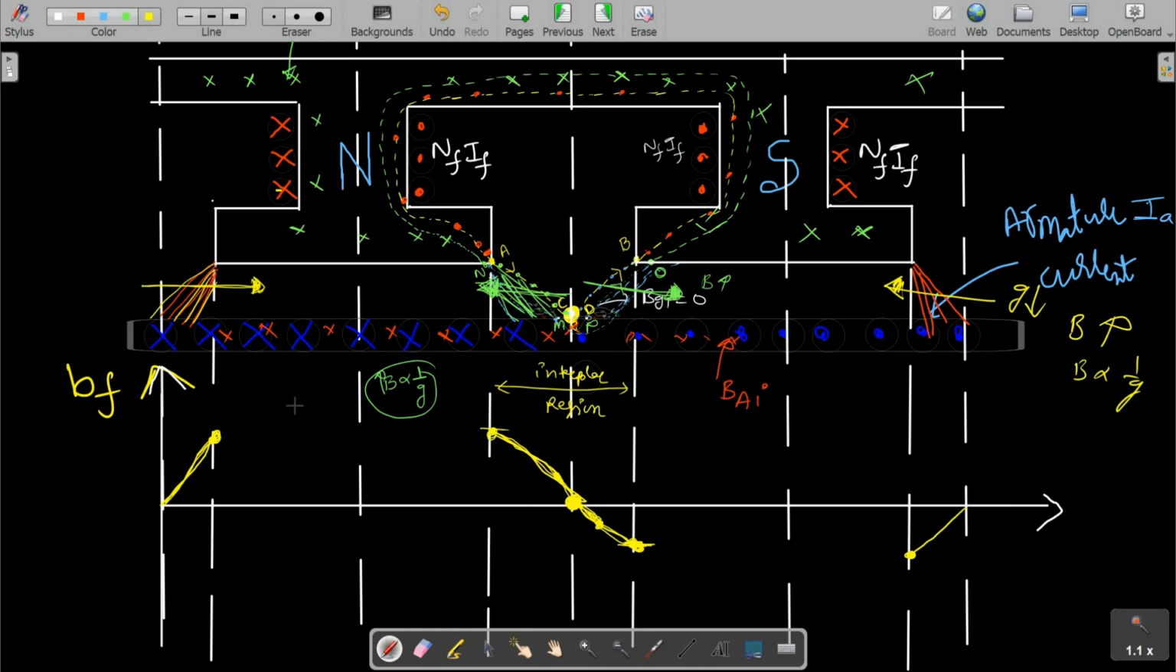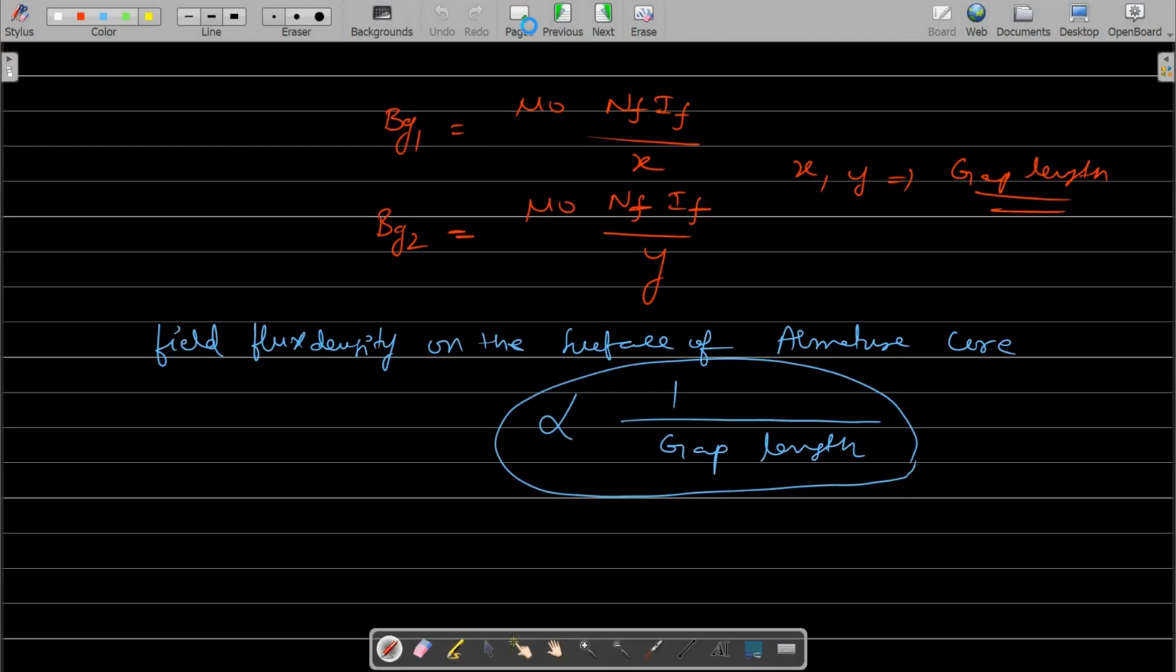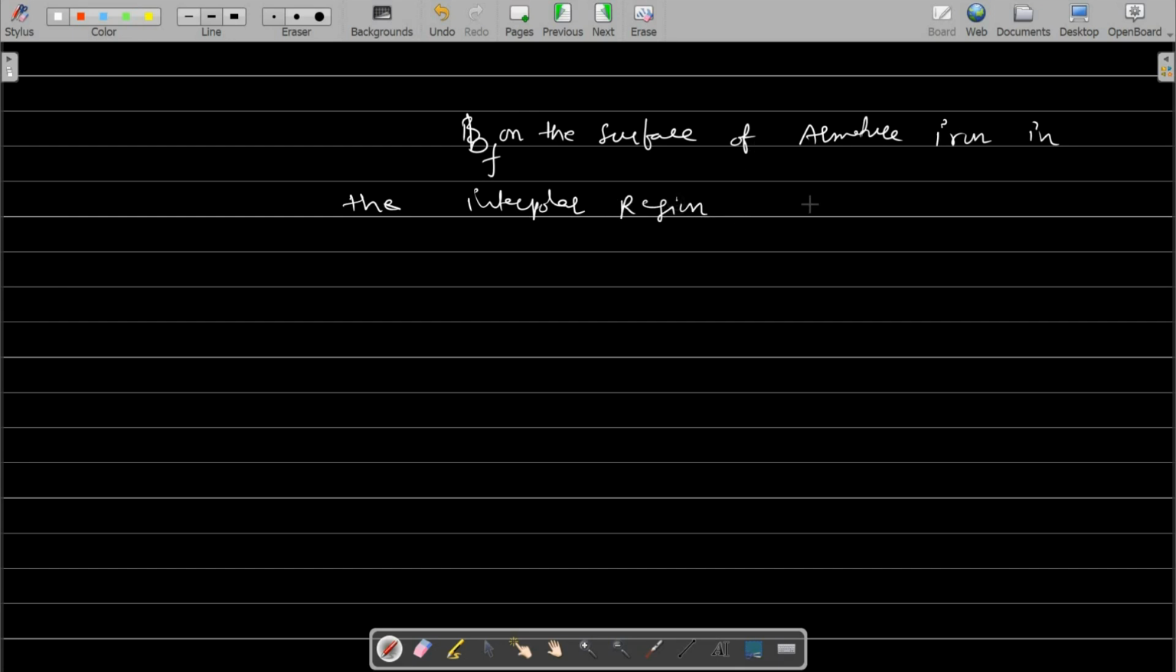So in conclusion, what we can say is that B on the surface of the armature iron in the interpolar region is inversely proportional to the gap lengths. This is the gap lengths. Now we will see that in a good way.